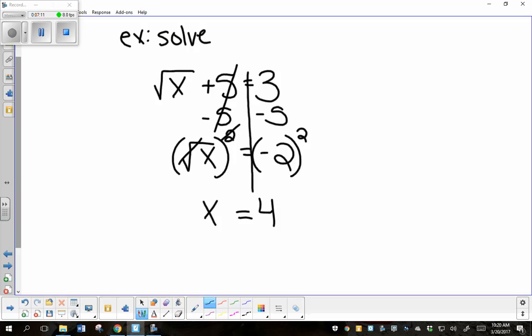So we would get x equals, what's negative 2 squared? 4. But now let's check it. What's the square root of 4? 2 plus 5 is 7, right? 2 plus 5 is 7, so it didn't work. So this one has no real solution.